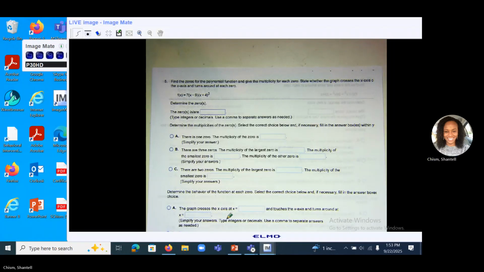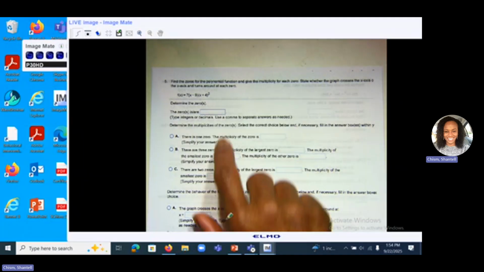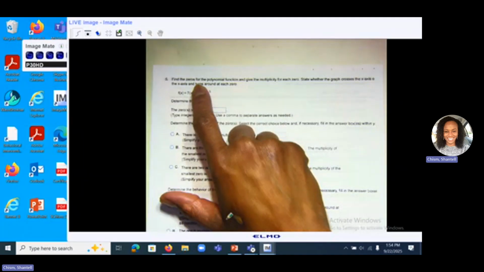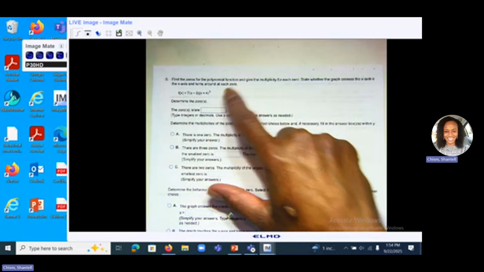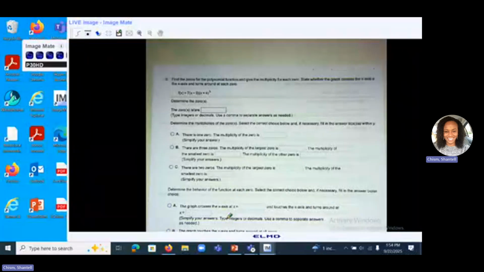It says state whether the graph crosses the x-axis, and it got cut off a little bit, or touches and turns at the x-axis. I'm sorry, crosses the x-axis or touches the x-axis and turns around. So it got cut off a bit, but we know what it's talking about here.